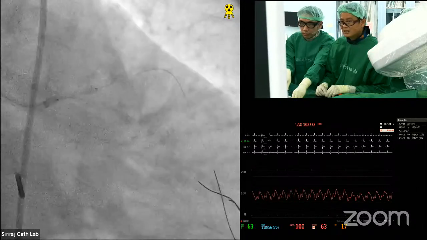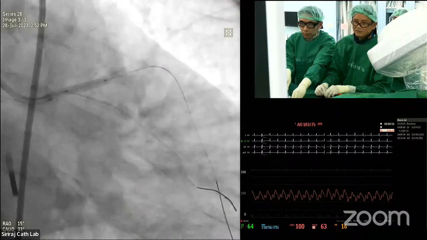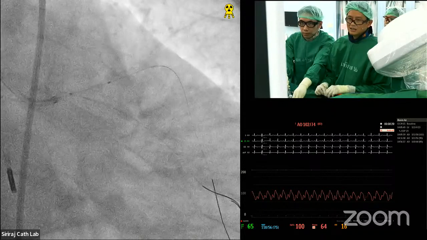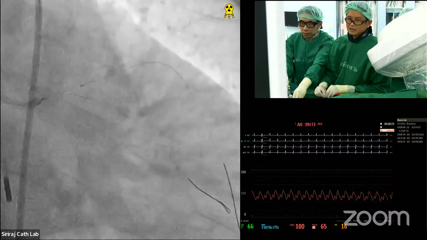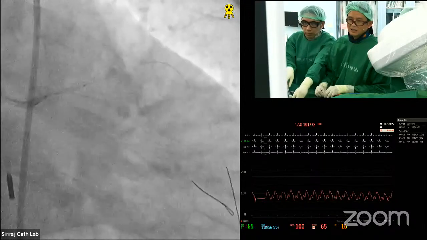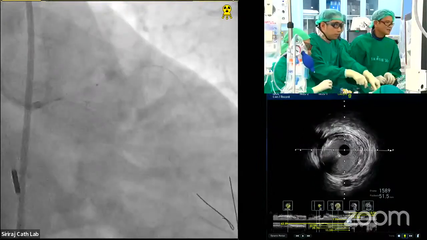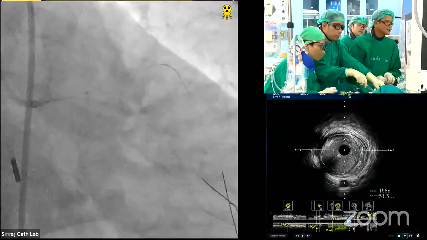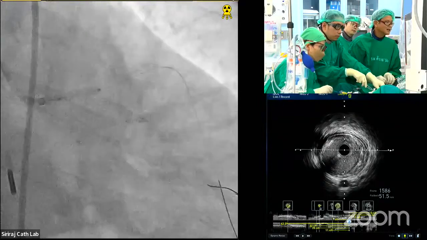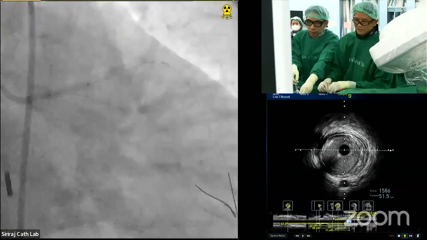Jelly, would you use a 4.0 NC balloon here or usually some form of scoring balloon? I think I'll probably use a scoring balloon. I'm not sure. On the imaging, I don't think the calcium was that bad, so maybe it's more of a fibrotic thing. The balloon slips around, so I think the scoring balloon will get me to catch the lesion a bit better. Okay, now we got it.